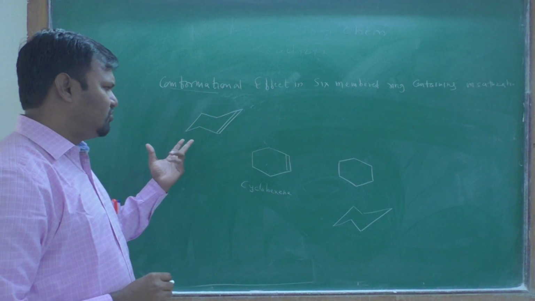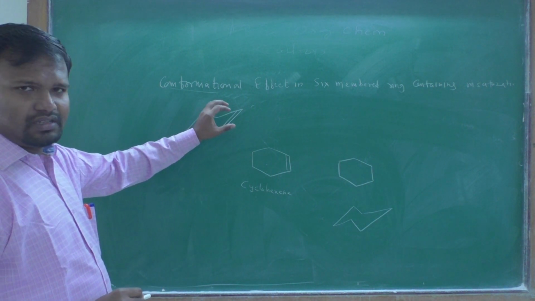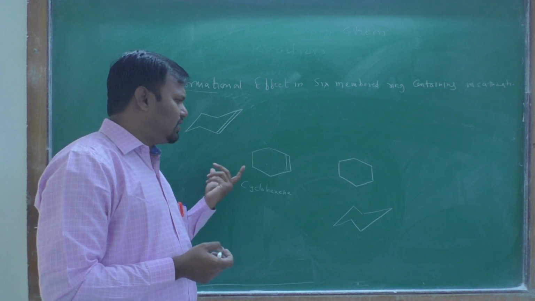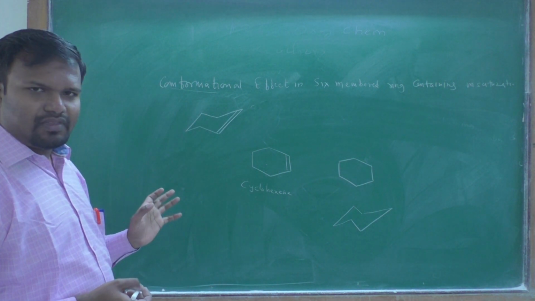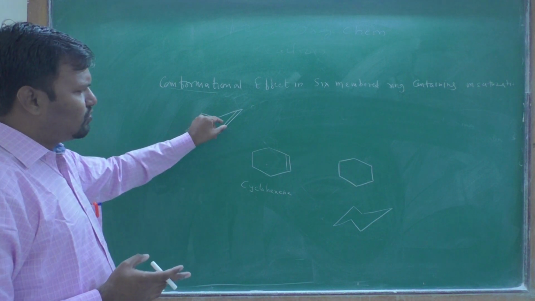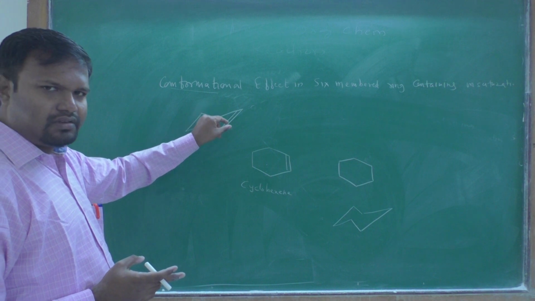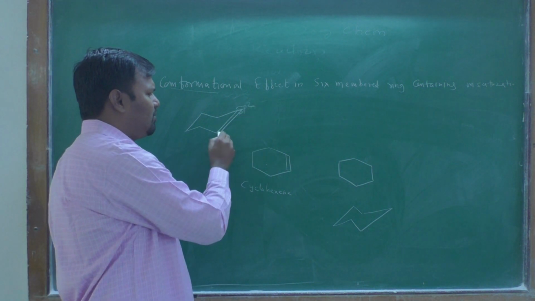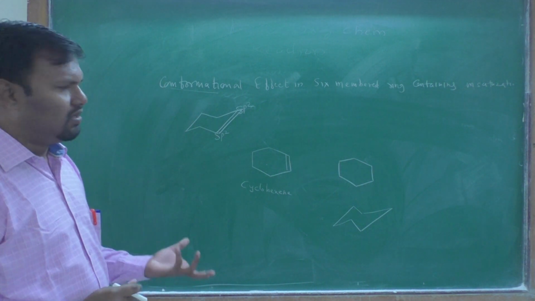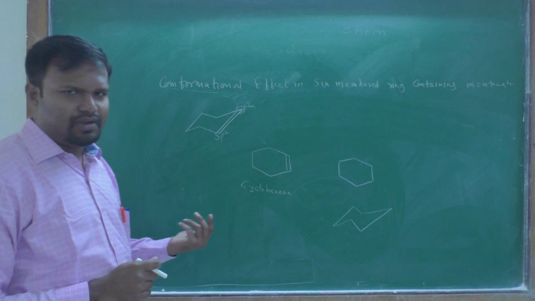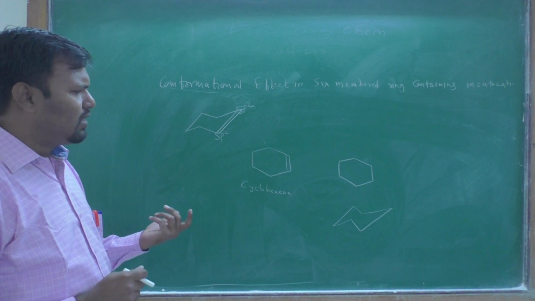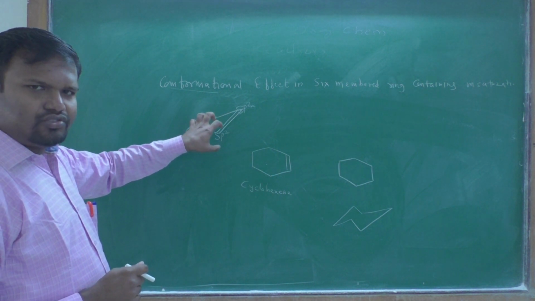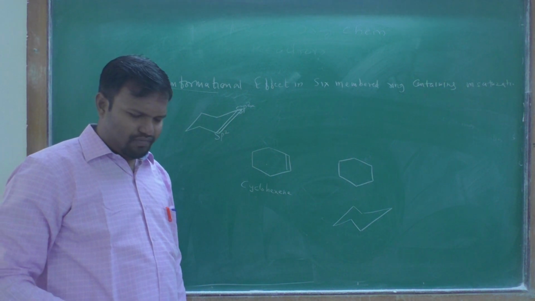It's a very strange situation. Therefore it does not take the chair form, because strain is produced due to the unsaturation present in the ring. The carbons have sp2 hybridization, and sp2 hybridization is trigonal. Therefore strain is produced when it takes the chair form, and so it does not occur in the chair form.